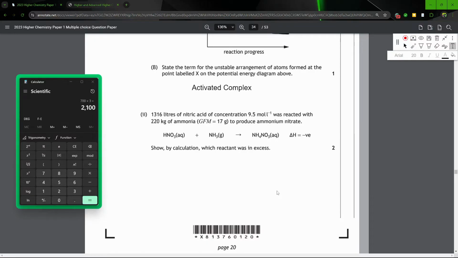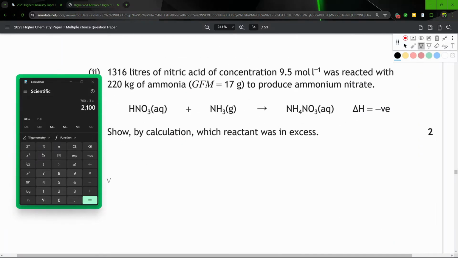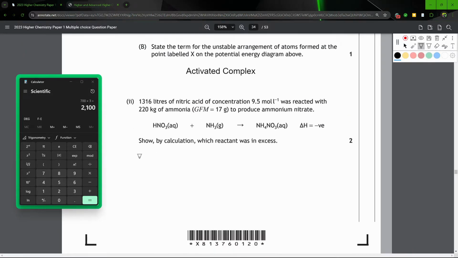1,316 litres of nitric acid, concentration 9.5 moles per litre, were reacted with 220 kilograms of ammonia to produce ammonium nitrate. Show by calculation which reactant was in excess. Okay, so we've got 1,316 litres of this stuff, and then 220 kilograms of this. So we're going to have to use 2 equations. So we're going to have n equals CV. That's 9.5 moles per litre times 1,316.